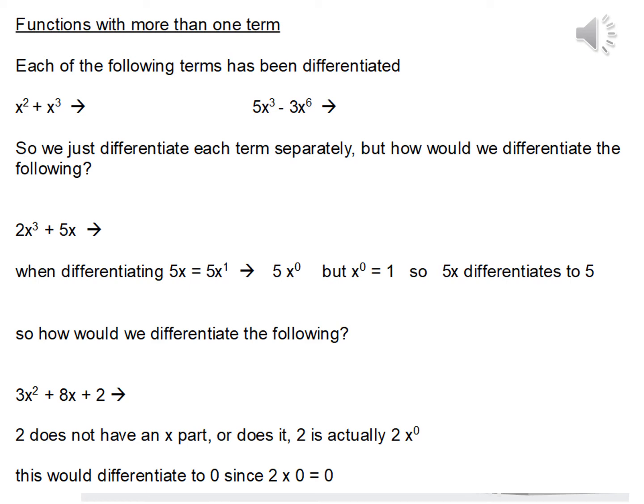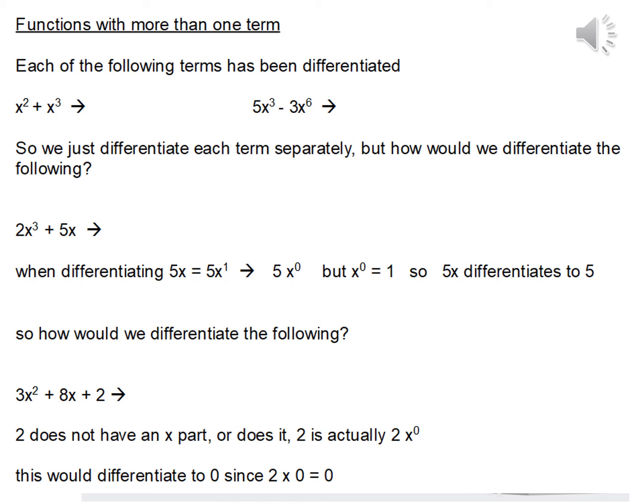What about something like 5x though? Well, 5x is really 5x to the power of 1. So times by the power, 5 times 1 is 5. But when you reduce the power by 1, x to the power 1 goes to x to the power of 0. Well, anything to the power of 0 is 1, so 5x differentiates to 5. So any number times x differentiates to that number.